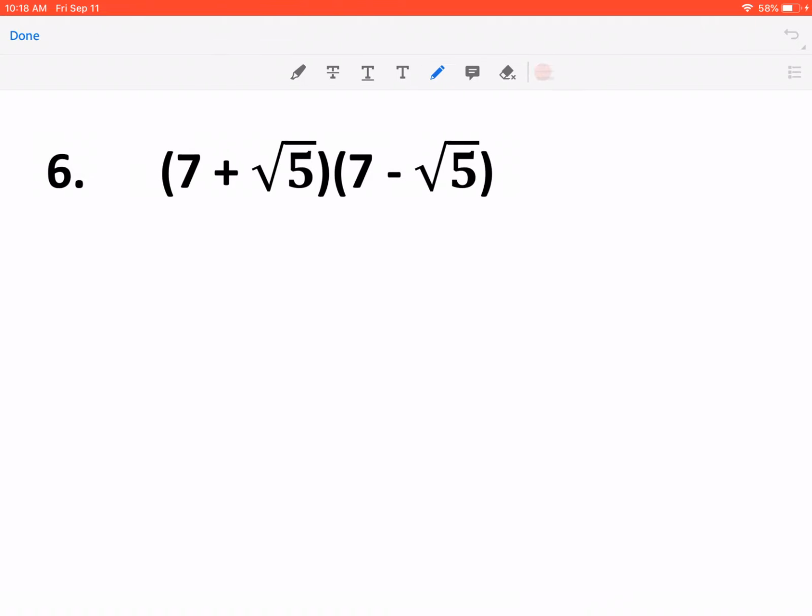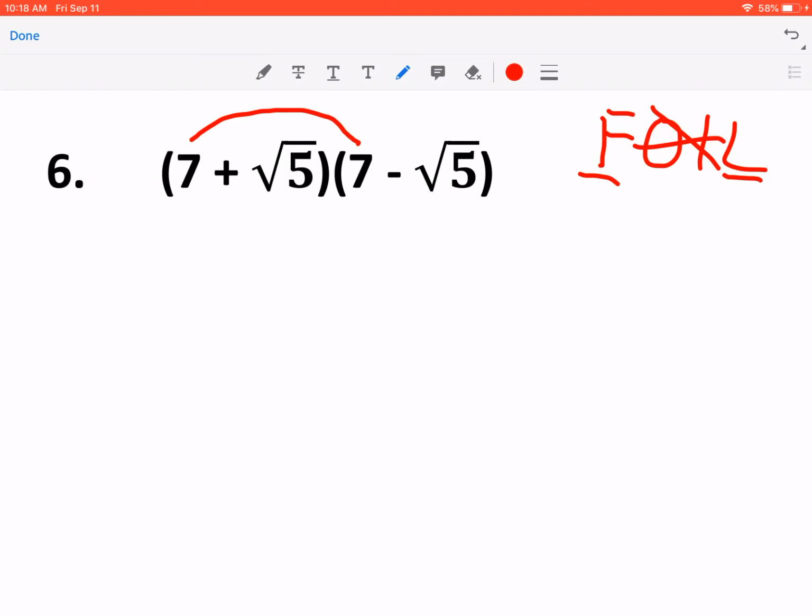All right, last one. Should notice something about this. Yes, it's FOIL, but it's difference of squares. Remember the shortcut. If you see same terms but different signs, that's difference of squares. You can take out outside and inside. You only need to multiply first and last. 7 times 7, that is regular 7 and a regular 7. That's not the square root of 49, that's just 49.